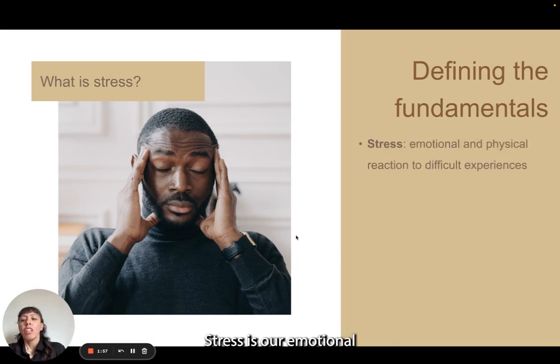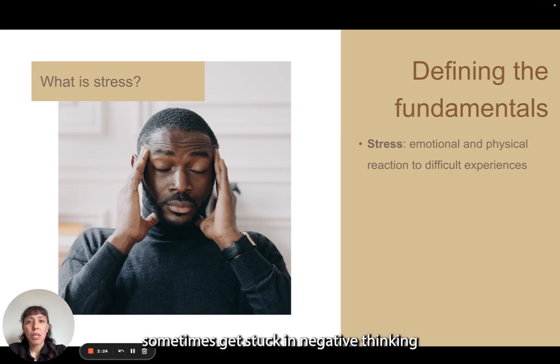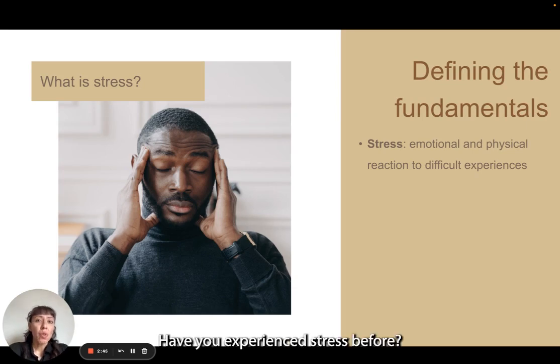What is stress? Stress is our emotional and physical reaction to challenging, difficult, unknown or unsettling situations, events, persons, or things, whether real or hypothetical. What do I mean by hypothetical? As humans, we can sometimes get stuck in negative thinking patterns and loops and stress ourselves out through imagined or hypothetical worst case scenarios. These hypotheticals or what ifs can cause stress even if they have not yet or perhaps will never occur.